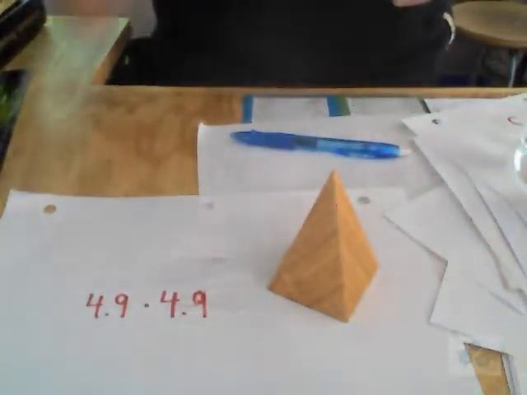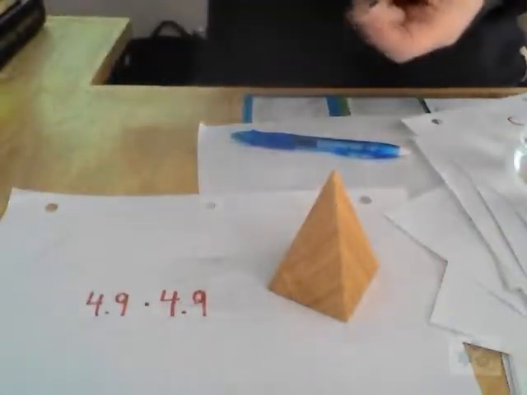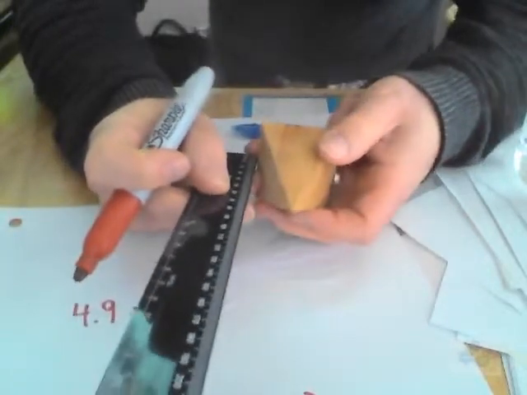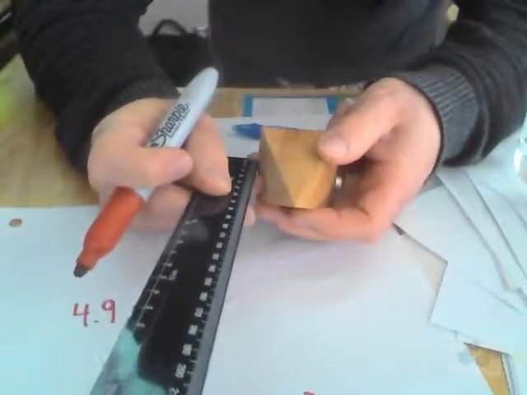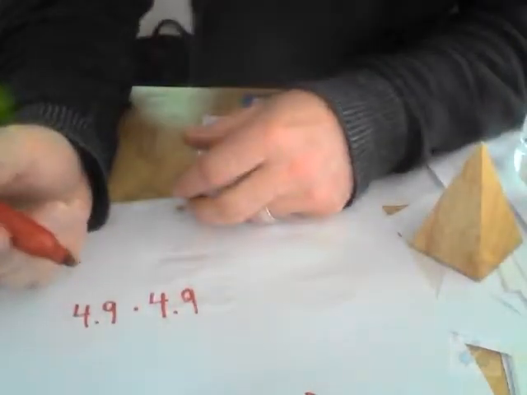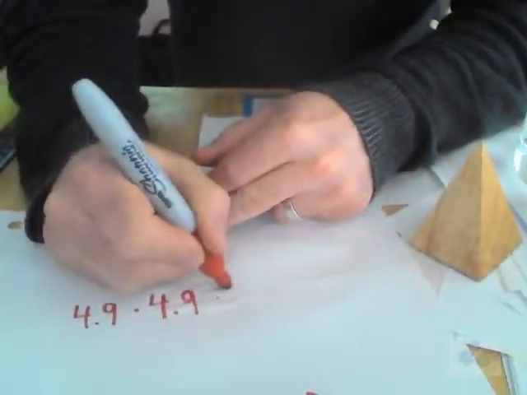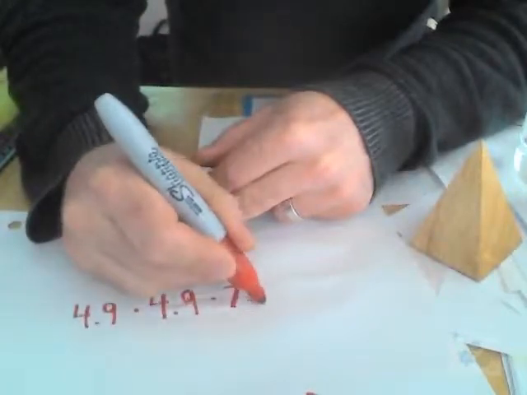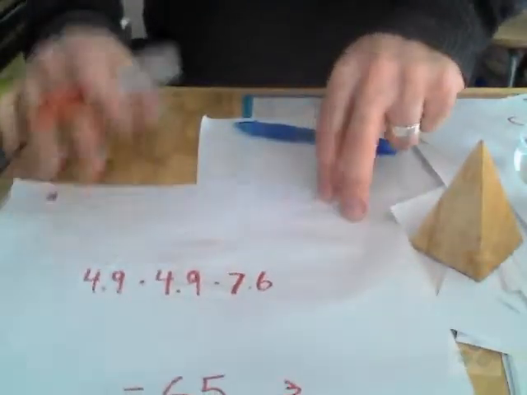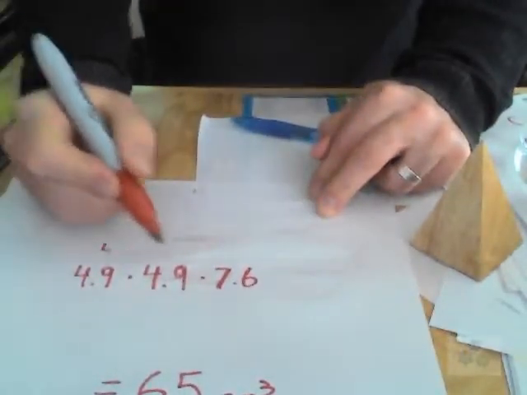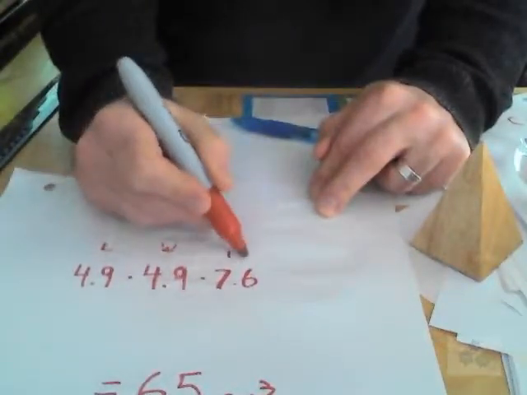Now, if it was a prism, we would just multiply by the height, right? It's not a prism, but I'm going to record the height here anyways because that's going to be part of our calculation. And the height here is 7.6, I'm going to say. 7.6. Now here's the hint. We are actually going to be multiplying all those together. Length times width times height. Okay?